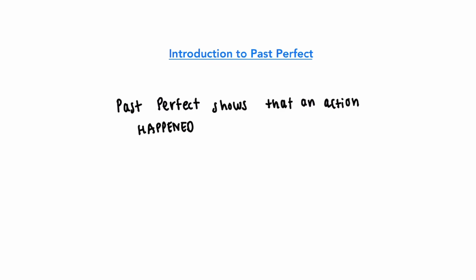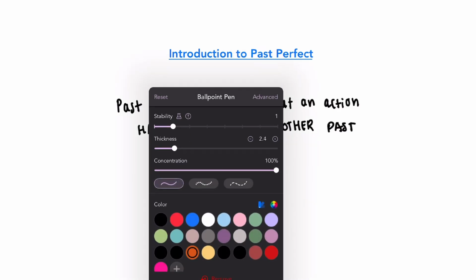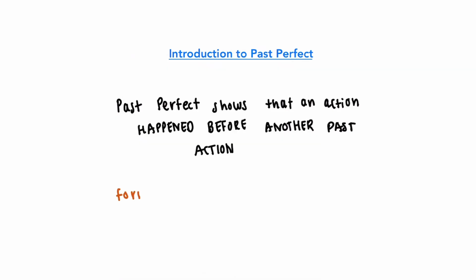So let's see what past perfect is, the first one. This shows that an action happened before another past action. Okay? Past perfect shows that an action happened before another past action. So for the form, most of the time you have to write it as had plus past participle. So always add that word, had, okay? Because if you don't, the sentence will be different.